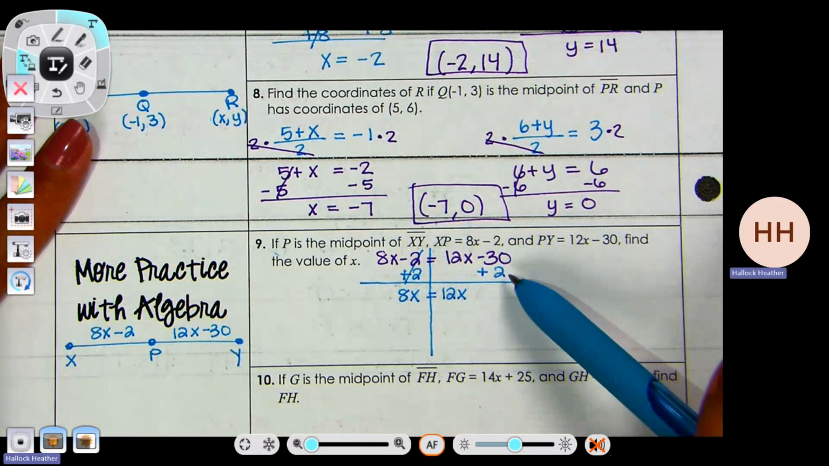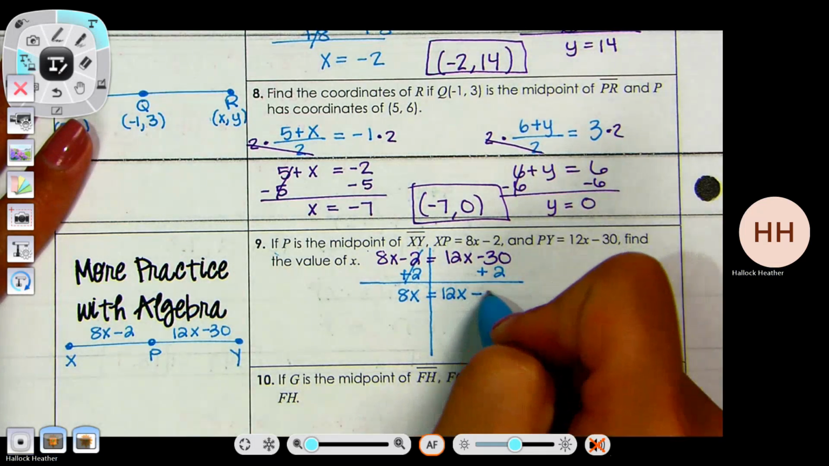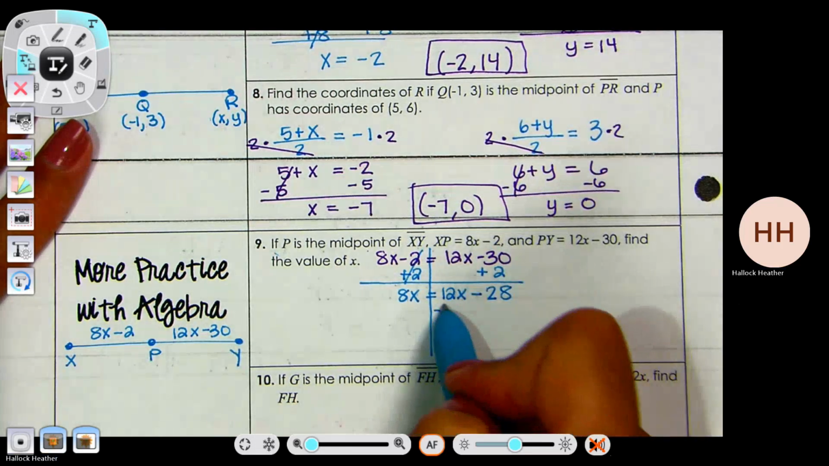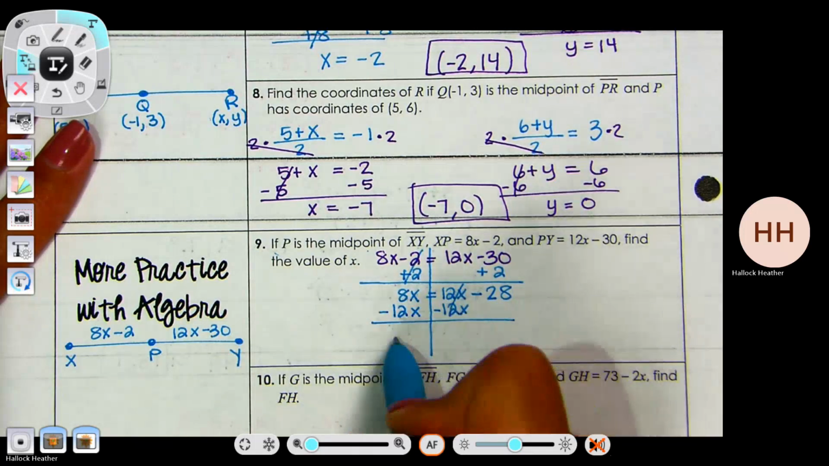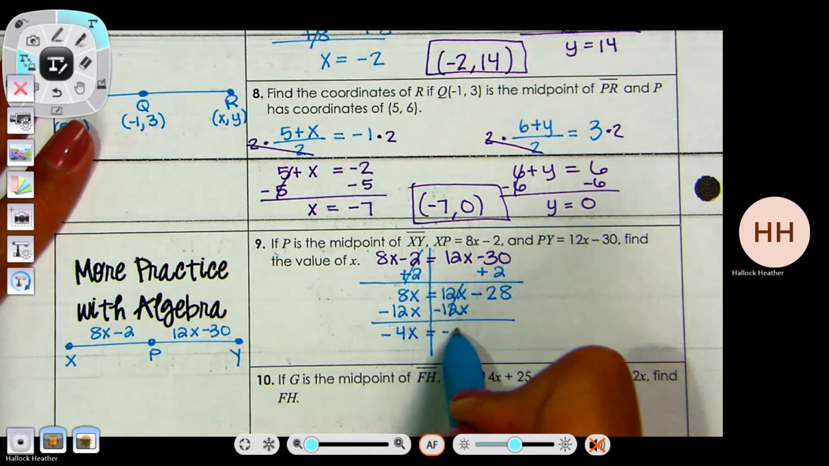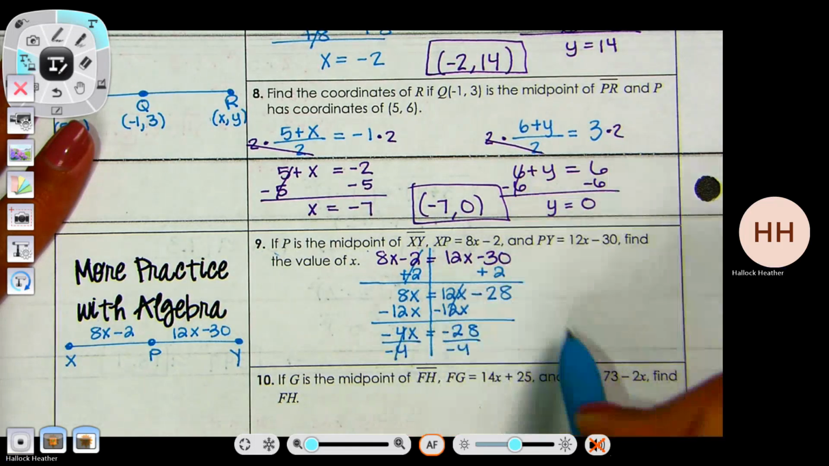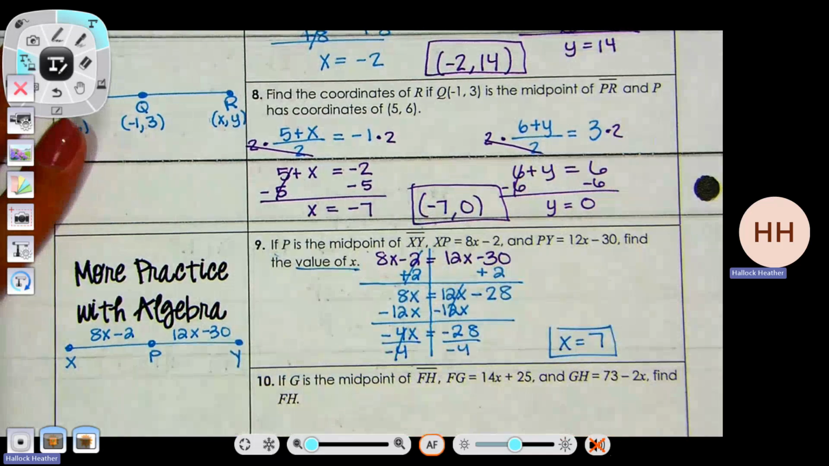When you're combining 30 and 2, it is not 32, which is what half y'all would put. It's -30 plus 2. So what is it? -28. And then I'm dividing. So x equals 7. Because this says find the value of x, I'm done. I don't have to plug it back in.